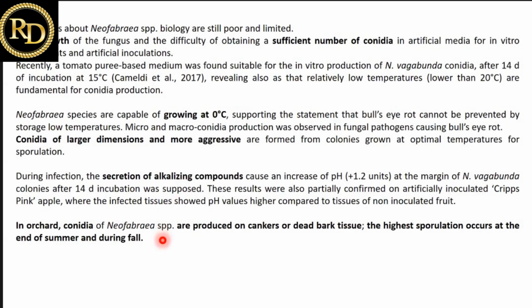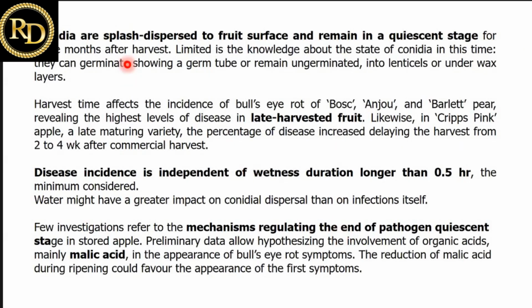In the orchard, Neofabrea can produce conidia in cankers and also in dead bark tissues. Then these conidia are dispersed by splash, so by water, and they can reach the fruit. Once they are in the fruit, they remain in a latent or quiescent stage for several months.